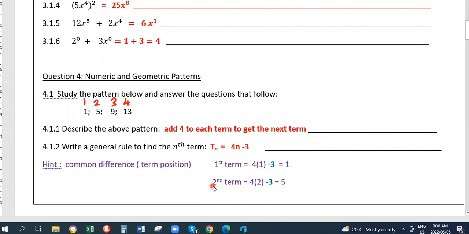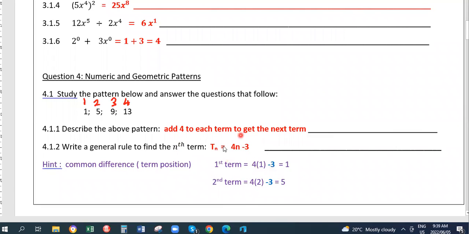So let's try for the second term. It's a common difference, which is 4, times the position. 4 times 2 is 8. Now from 8, how do we get to 5? 8 minus 3 gives you 5. Now you can see that we have to subtract 3 every time. So your general rule will be 4 times n, which is your position, minus 3.